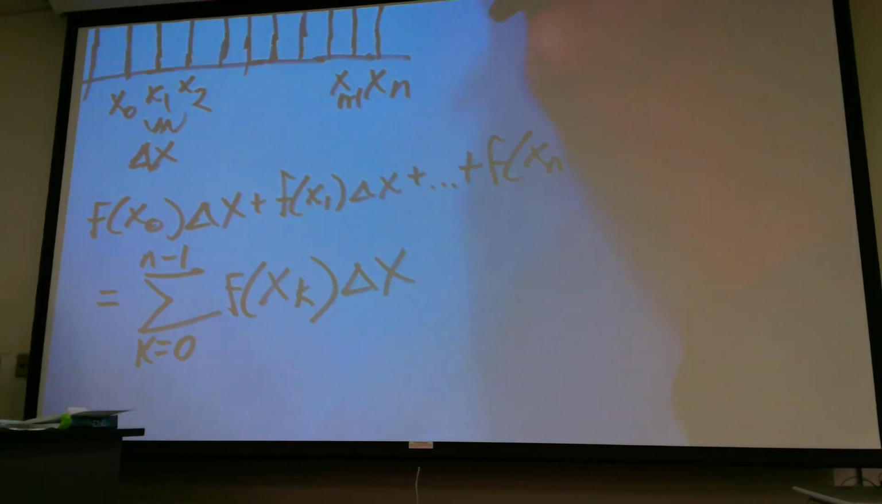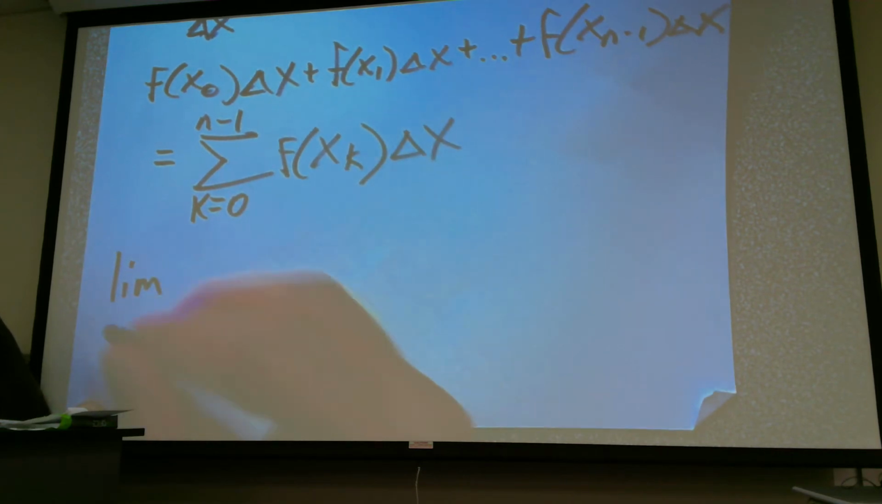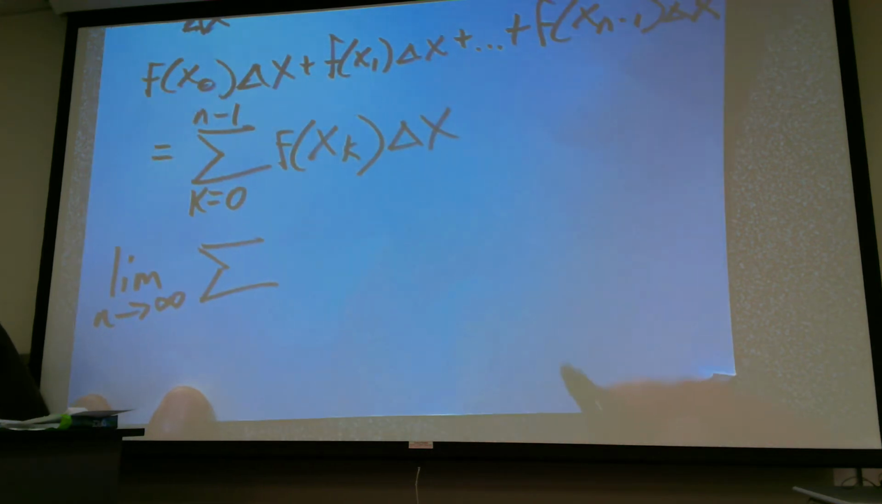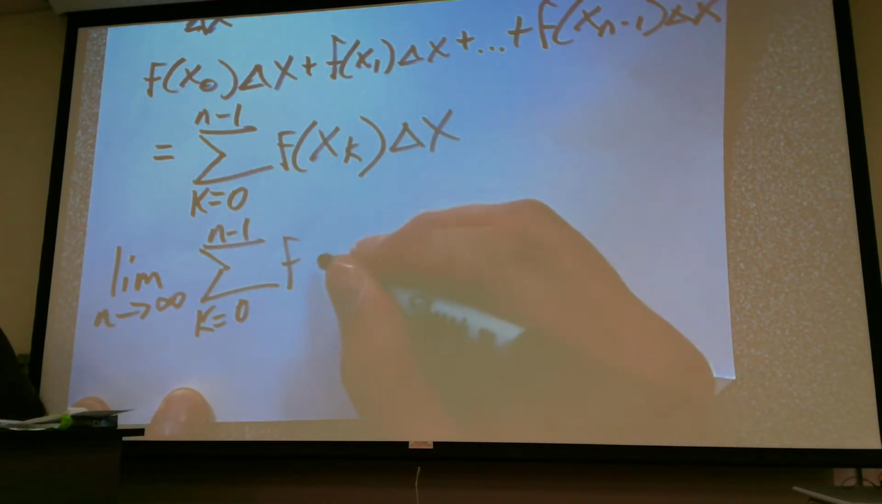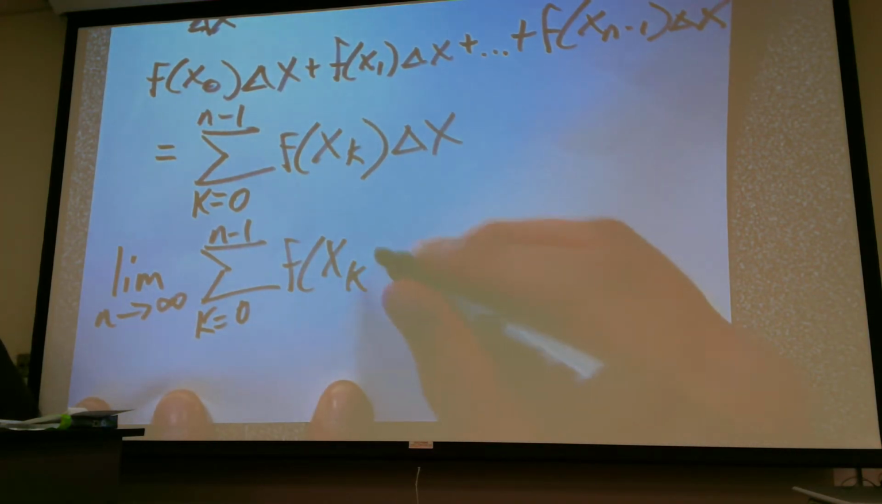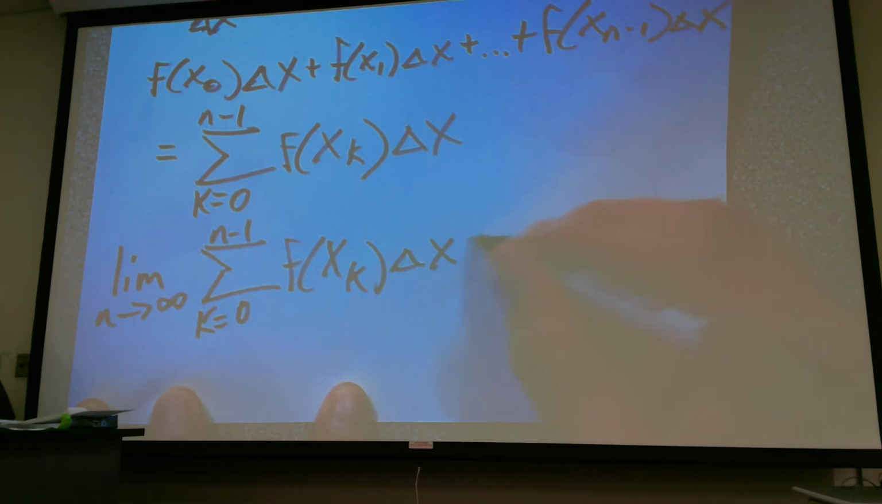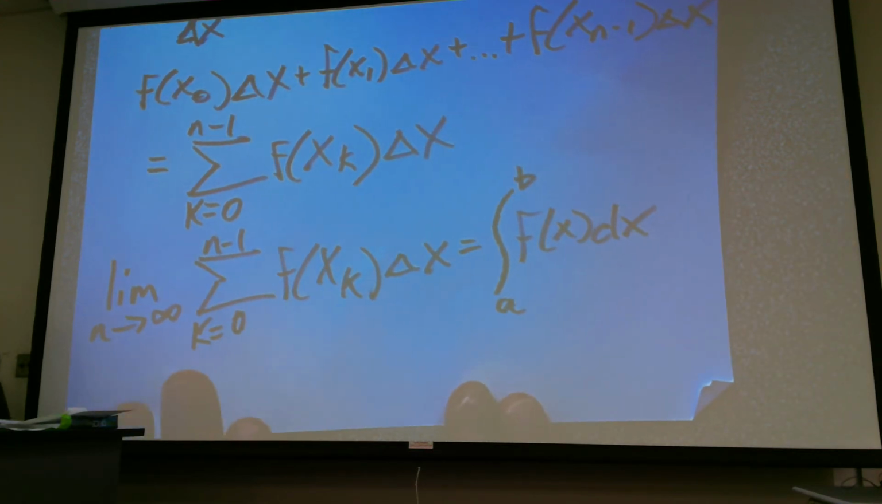Okay. Now, how is this related to the integrals that we were talking about? What if I took the limit as n tends towards infinity of the sum k, which equals 0 to n minus 1 of f of x sub k multiplied by delta x? This would actually equal the integral from a to b of f of x with respect to x. Okay?